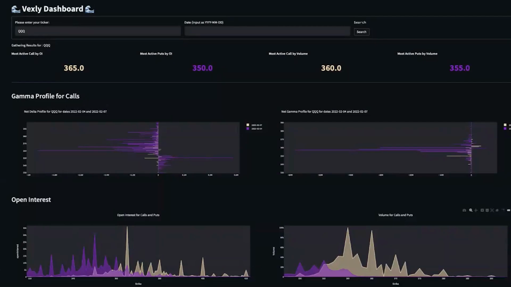So that's the key part that I want to drive home first. But then when you look at the delta profile, the numbers are slightly lower, but that's because it's just focusing on the total number of shares market makers would be hedging in response.